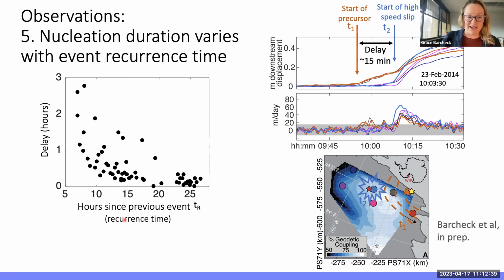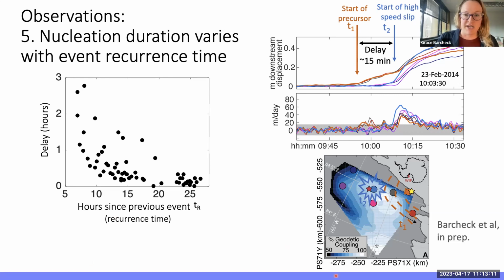So it seems that when it's been 24 hours since the previous glacial slip event, if we see this little slow slip precursor down by the orange and the red sites, we know that it's only going to be a couple minutes until the main shock starts at the red epicenter. On the other hand, if it's only been 8 hours, it might take a couple of hours for the slow slip precursor to actually trigger the main shock to start.